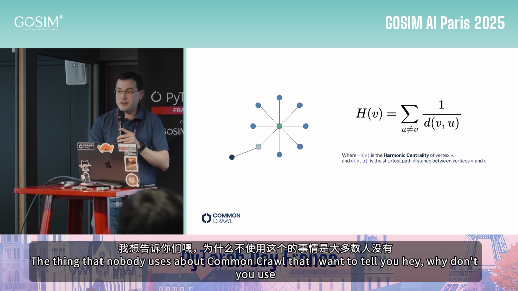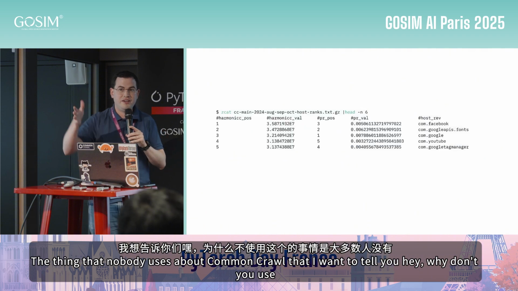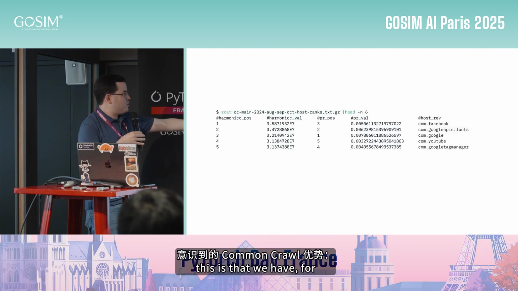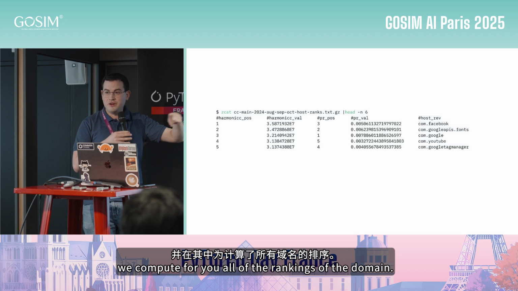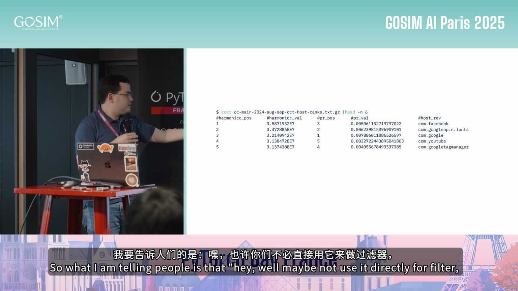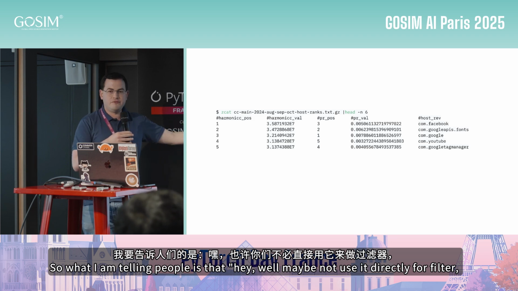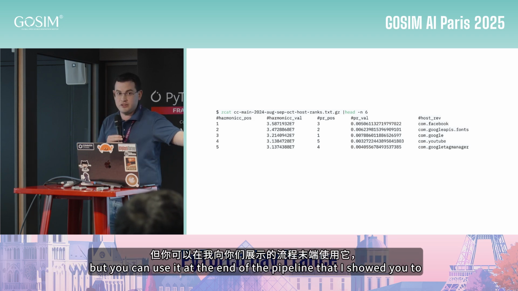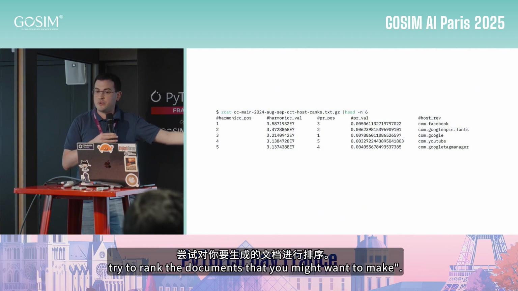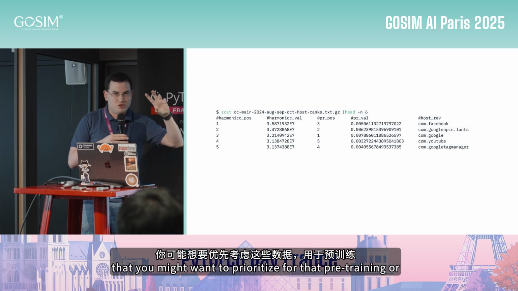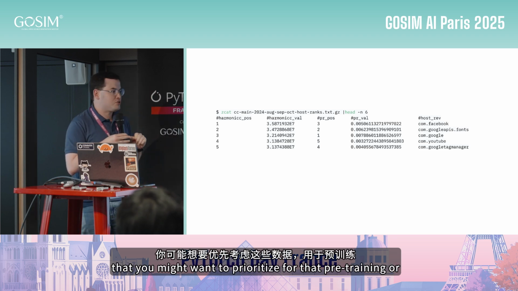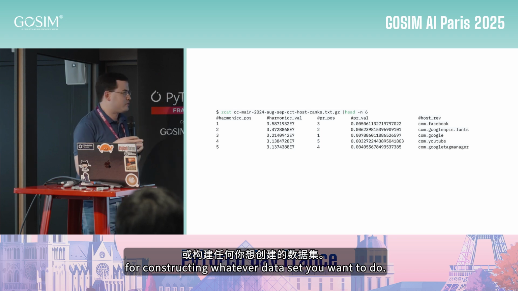The thing that nobody uses about Common Crawl that I want to tell you, hey, why don't you use this, is that for every single crawl, we publish a web graph, and in this web graph, we compute for you all of the rankings of the domains. So what I am telling people is that, maybe not use it directly for filtering, but you can use it at the end of the pipeline that I showed you to rank the documents that you might want to prioritize for pre-training or for constructing whatever dataset you want to do.